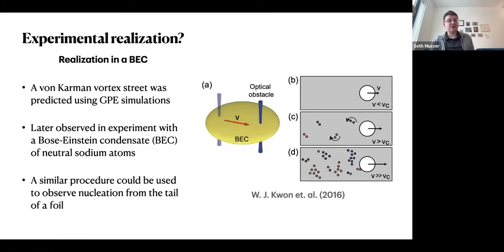Okay, so let me just finish off with whether or not this is experimentally reasonable. I believe that it is. Pretty recently, a von Karman vortex street was predicted using GPE simulations. And in 2016, it was observed in a Bose-Einstein condensate. So this same optical obstacle, which is creating a potential by use of a laser, was dragged, and then using absorption imaging, you could see the density profiles of the vortices, which allowed the experimentalists to determine that they had produced a von Karman vortex street.